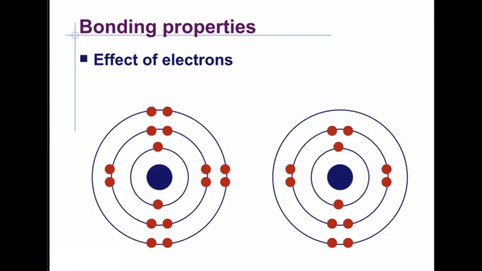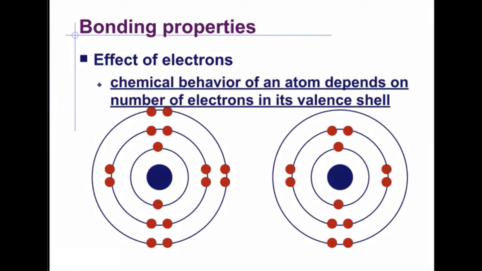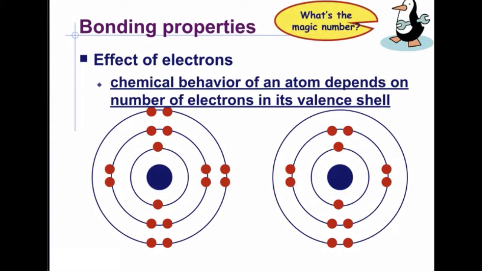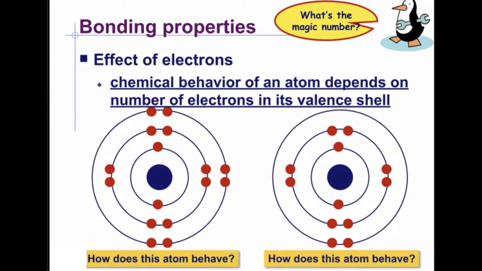So what is the effect of that on electrons? Well, the chemical behavior of an atom depends on the number of electrons in its valence shell. So these are basically the electrons that we count, because they're the ones responsible for bonding. So how does this atom behave? As you know, these are 2 different elements with different amounts of outermost electrons. The one on the left hand side has 6 valence electrons in the outermost layer, while this one on the right only has 2 valence electrons.